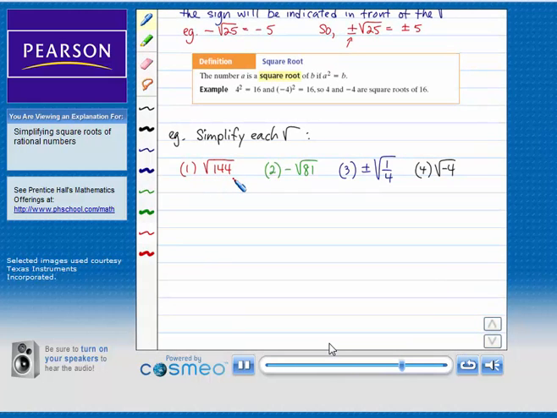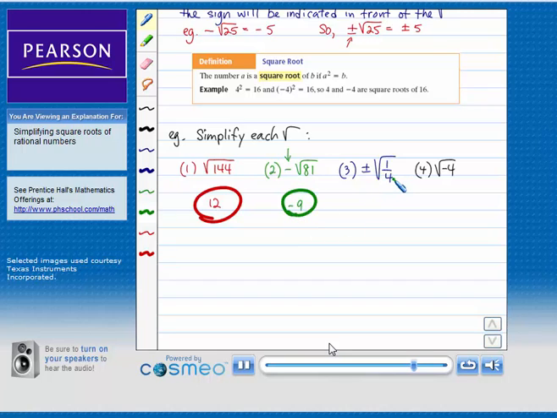Okay, well, the square root of 144. What number times itself gives you 144? That should equal 12, right? 12 times 12 is 144. Since there's no sign in front, they're indicating the positive square root, so I just write it as 12. The square root of 81. Well, 9 times 9 is 81. They're asking for the negative square root of 81, so negative 9.